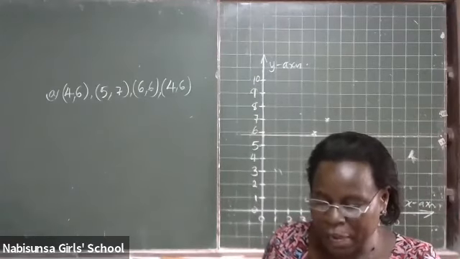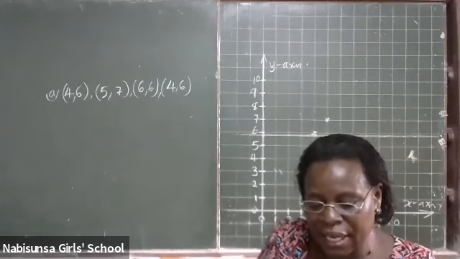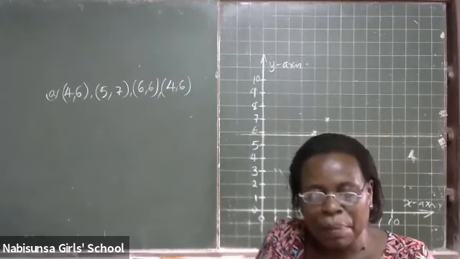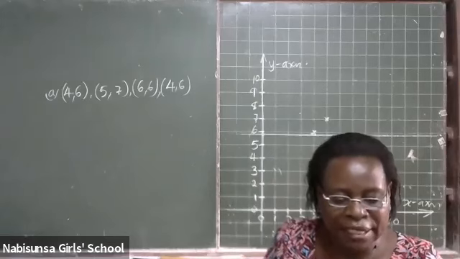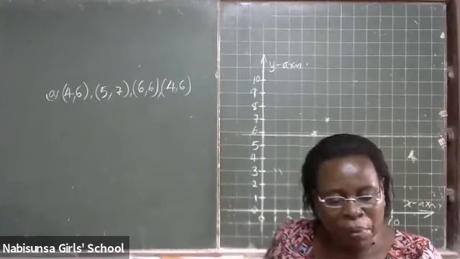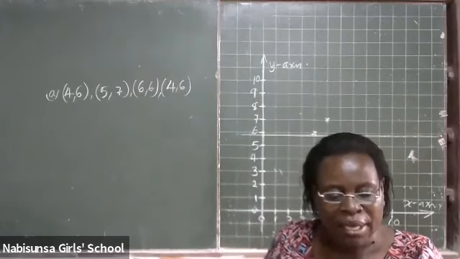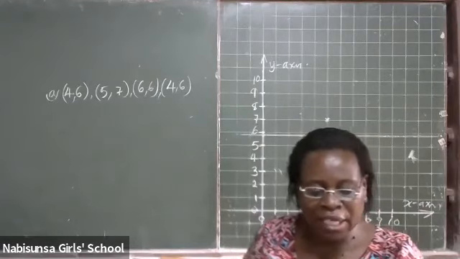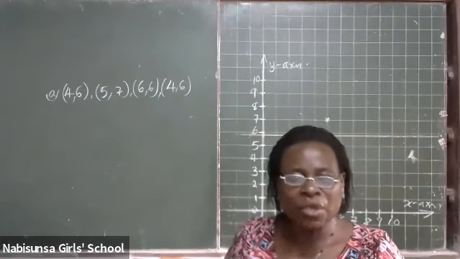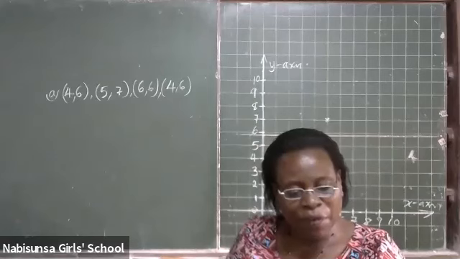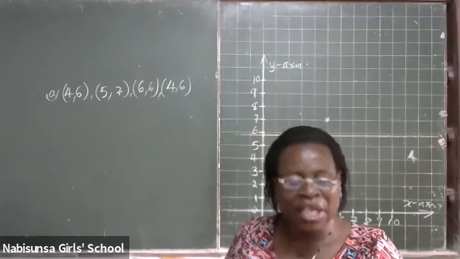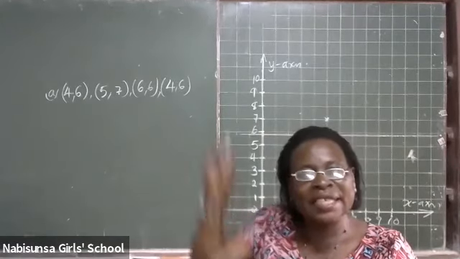Read the instructions, members. Number 2, the first exercise. On the same graph paper, join these points in order. The points are divided into part A, part B, part C, and part D. You are plotting them on the same graph paper. Now, for part A, we begin with 4, 6, 5, 7, 6, 6, 4, 6. You are joining them in that order, beginning with 4, 6, then you go to 5, 7, you go to 6, 6, and lastly to 4, 6. So we are ending at the point we started.